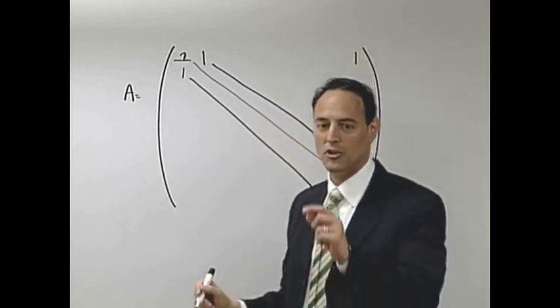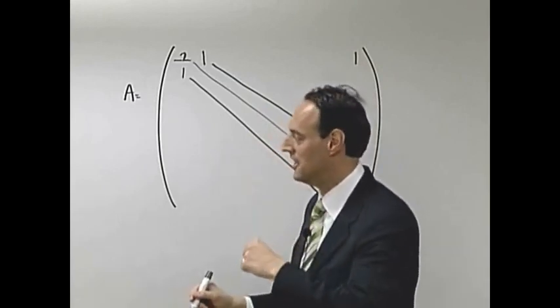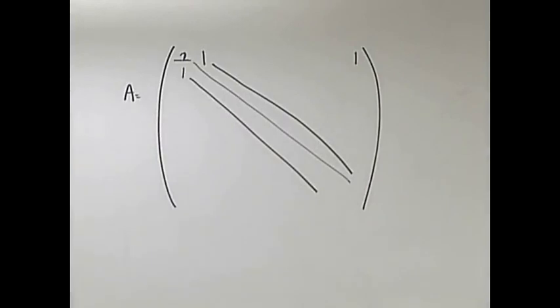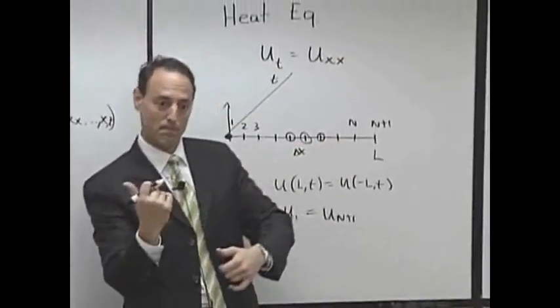That is, U1 is equal to, sorry, let me go back. So U1 is equal to U of n plus 1. So U1 would talk to U2 and U0.